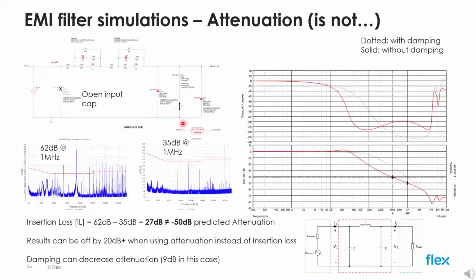The filter insertion loss can be determined from the published EMI scans. We have 62 dB microvolt without the filter and 35 dB microvolt with the filter. Insertion loss is 27 dB. The attenuation predicted by the simulation is 50 dB, a very large but not entirely unexpected 23 dB discrepancy.